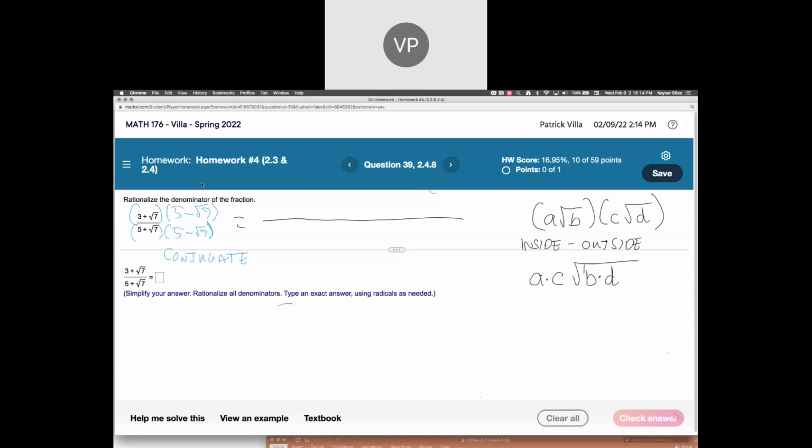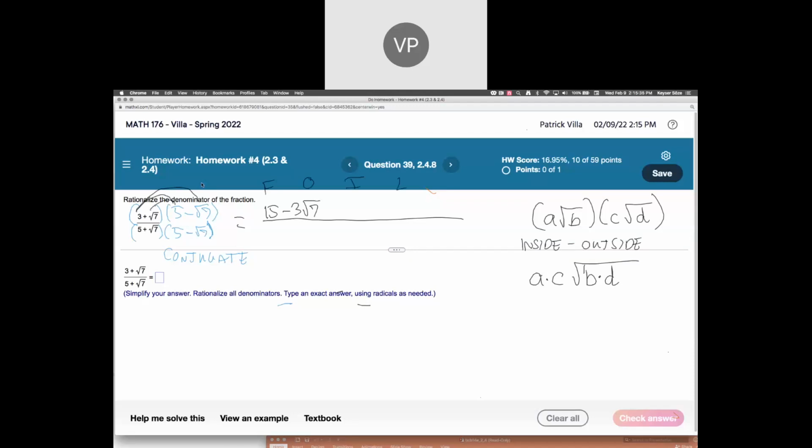As I FOIL, I get 3 times 5. Well, that's easy. That's just 15. Okay. Then I get 3 times negative root 7. Well, the negative is outside the root. The 3 is outside the root. The 7 is there. So that's my result from FOILing those.